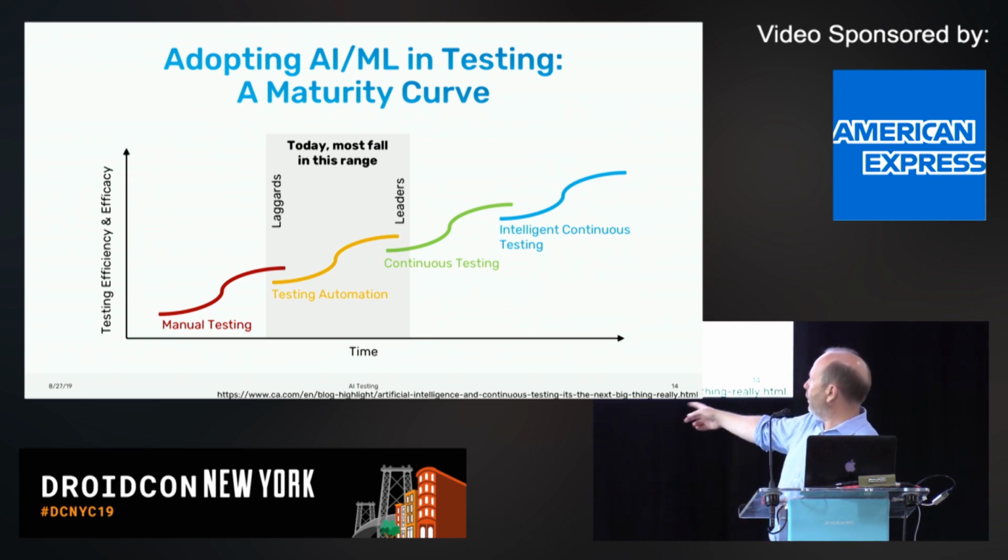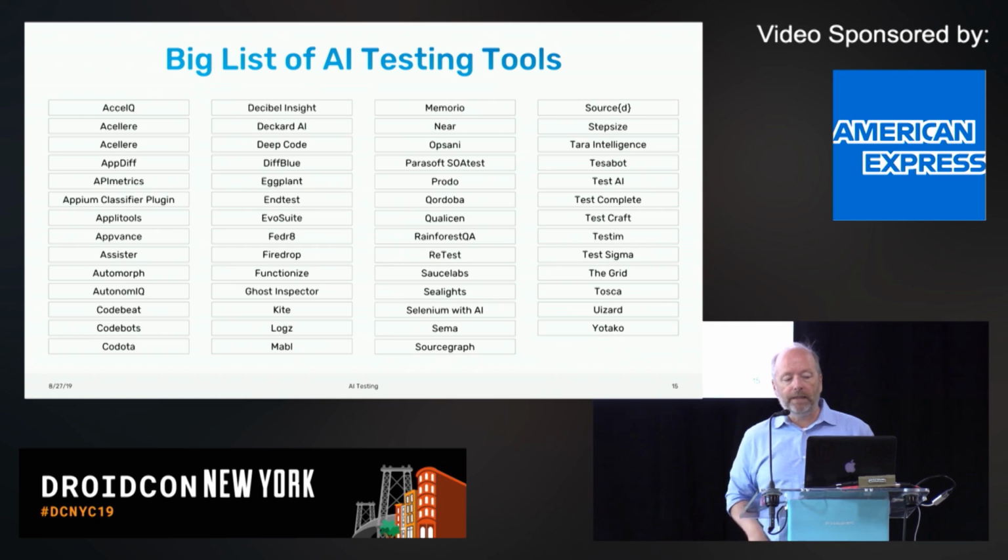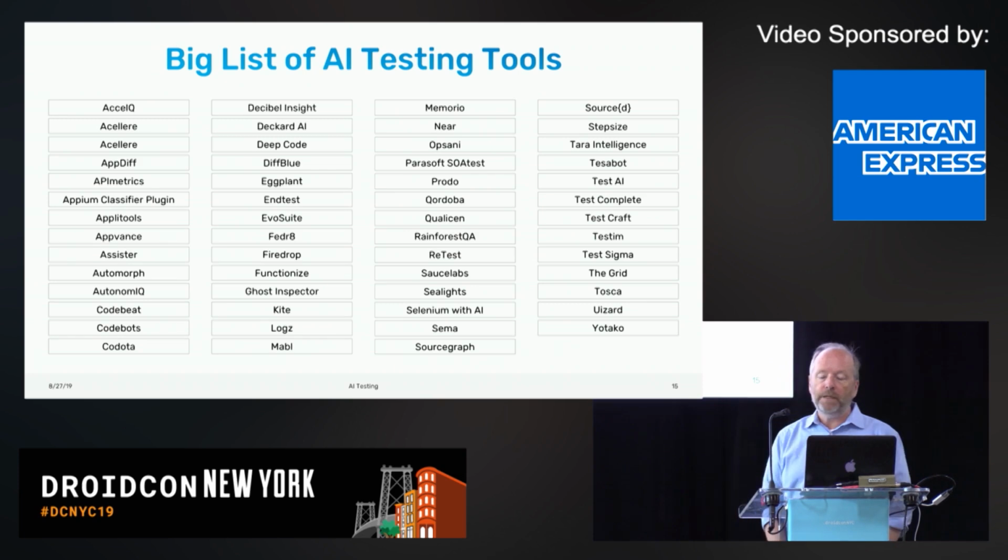But I stole this from this Computer Associates blog, I think it is, and really they're pretty spot on when it comes to the tools that are out there where we are. Maybe in a year or two it'll get better, but it's still pretty early days. So here is our big list of AI testing tools. And before you go out and try all these, I would say be skeptical.